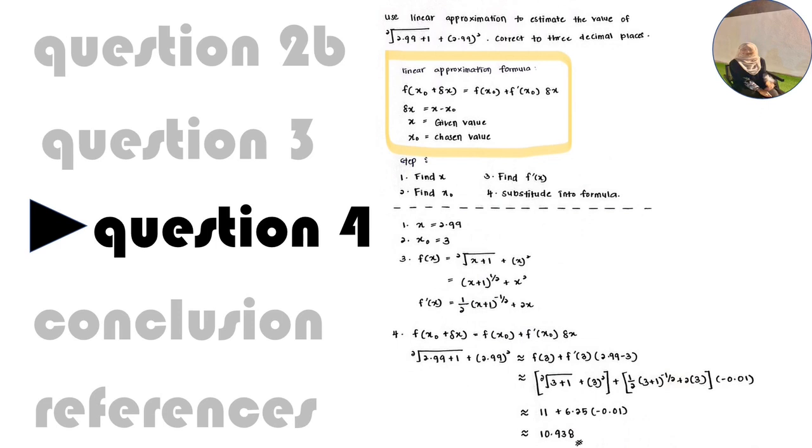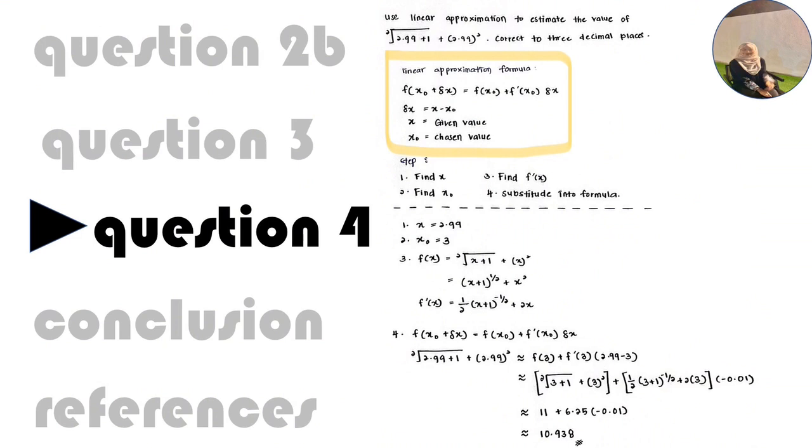Now we can differentiate the function. How to differentiate is the power of the f of x that we got needs to move forward and the power also must minus 1. So it will be f prime x equals 1 over 2 times x plus 1 power of negative 1 over 2, plus 2x.